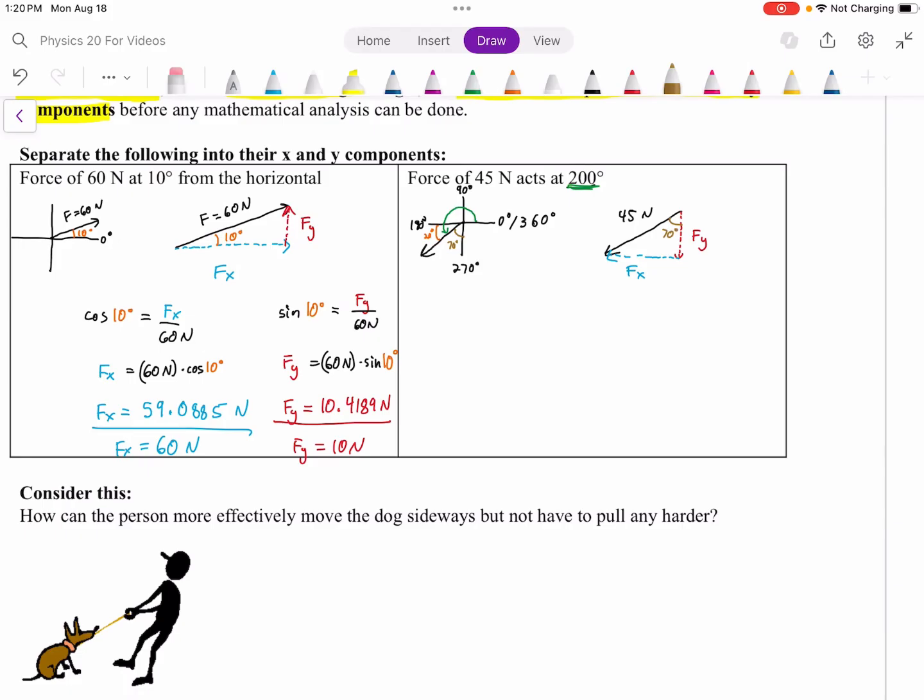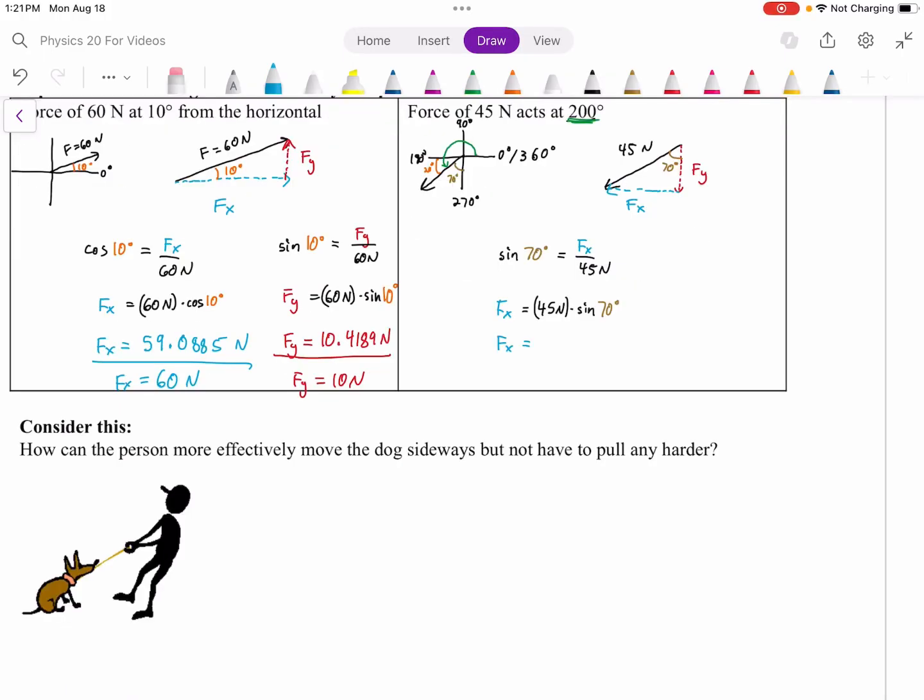And now we just use trigonometry to figure out what is the x component and the y component. So for x, now we've got opposite and hypotenuse. So for x, we'll do sine. Sine of 70 equals Fx over 45. And therefore, the x component of this force, right, the leftness, how hard it's pushing just to the left, I'm getting 42.2862 newtons. Okay, so 45 newtons at that angle means that to the left, it's feeling that much force.